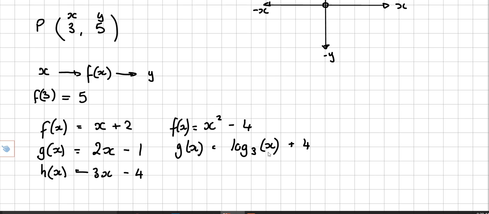So all of these functions that I can think of, like I could get even more, like e to the power of x plus or minus something. I have to work it out. That would be a hard one, wouldn't it? Because it would be e to the power of 3, and that's going to be an irrational number, so I'd have to adjust it. But that's what the coordinates mean. 3, 5, that's what it means.